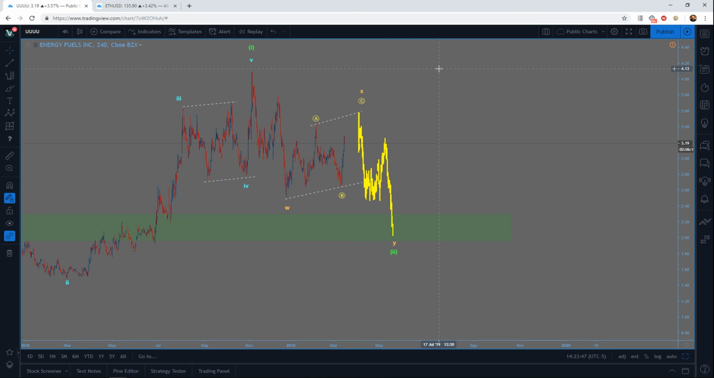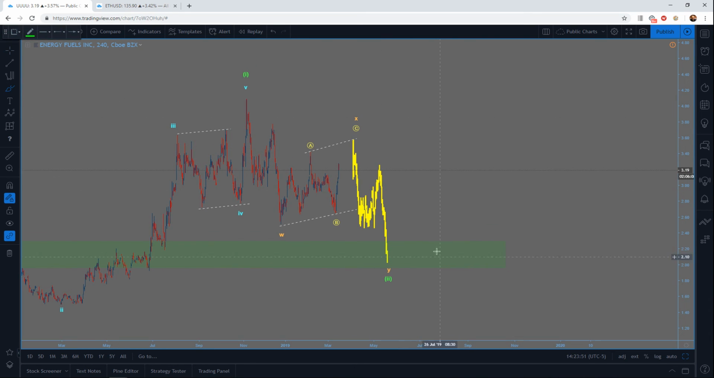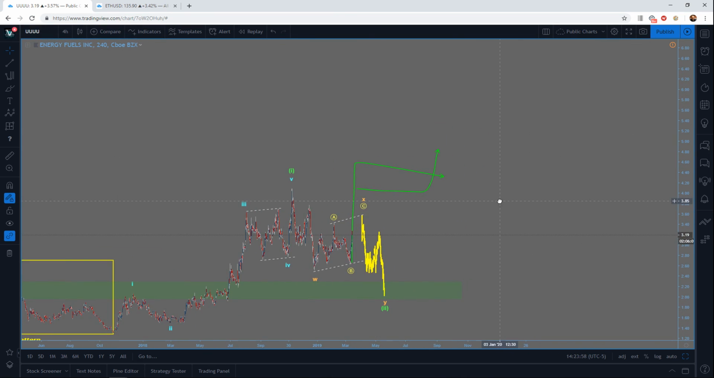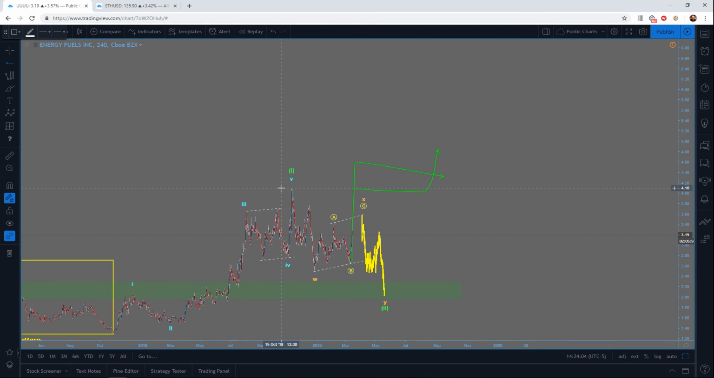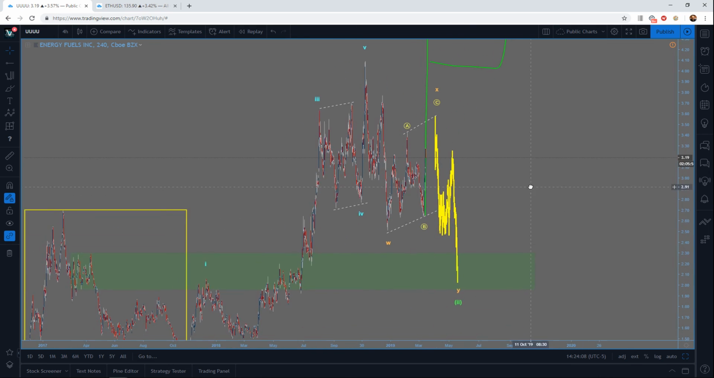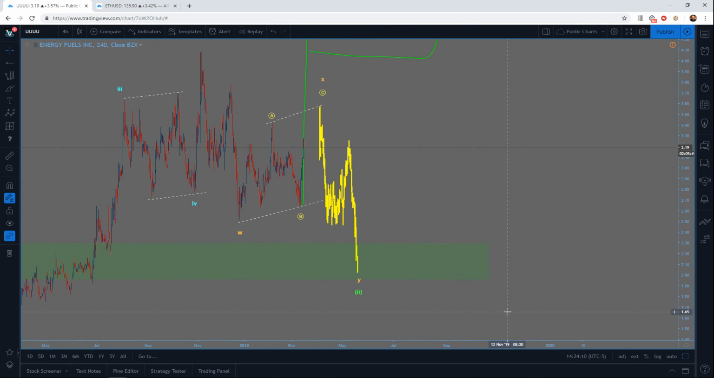If we were to break this high, $4.10, then I would be changing my outlook and looking for some kind of flag. Any flag over $4 would be a buy-in for me. Otherwise, I am waiting for this $2.20 range.